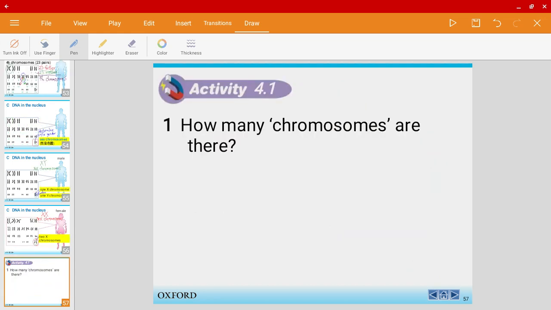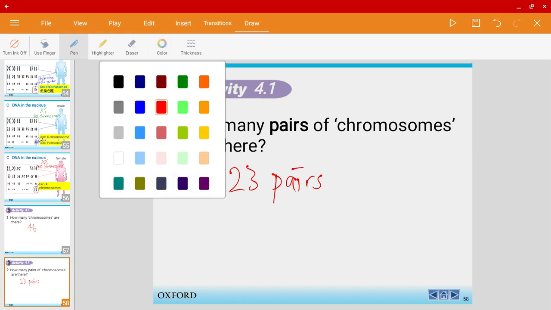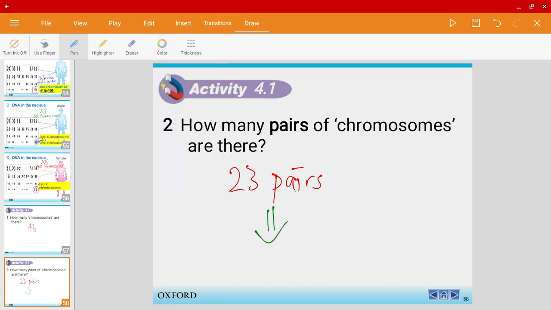All right. So let's wrap up what we've learned so far. How many chromosomes are there in a human body cell? Yes, there are 46 in total. How many pairs of chromosomes are there? Yes, there are 23 pairs, and as I mentioned earlier, in total there are 46 chromosomes.